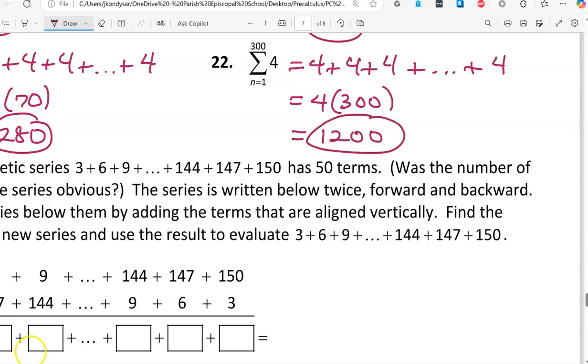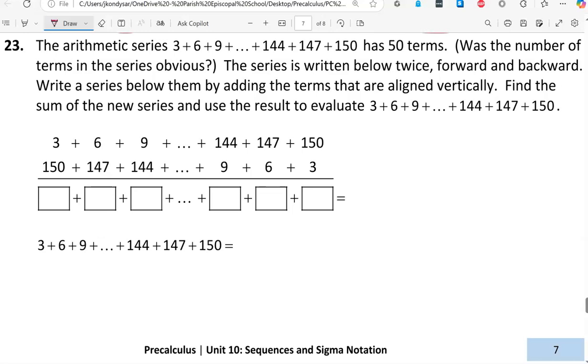In number 23, the arithmetic series 3 plus 6 plus 9 plus a whole bunch of missing terms plus 144 plus 147 plus 150 is a series that has 50 terms in it. You'll notice that the first term is 3 times 1, and the second term is 3 times 2, and the third term is 3 times 3, and so our last term is 3 times 50. That's why maybe the number of terms might have been obvious.